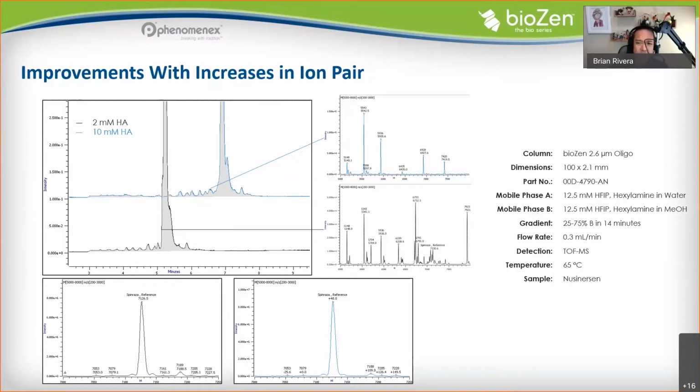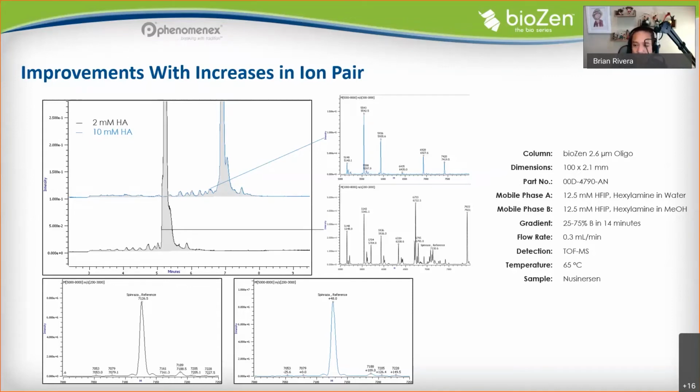There is also a nominal effect in the decrease of adduct formation. Sodium and potassium adducts form pretty readily, and as much as we try to passivate systems and clean glassware, et cetera, you're going to likely see them within your spectra. Adding a little bit more ion pair tends to minimize that formation during the ESI, so that's something to also consider.